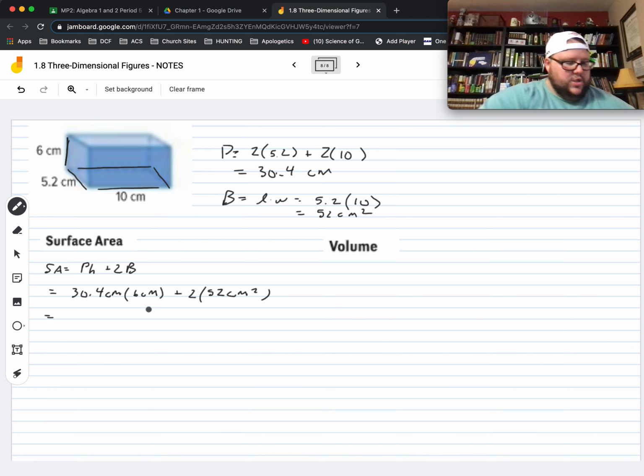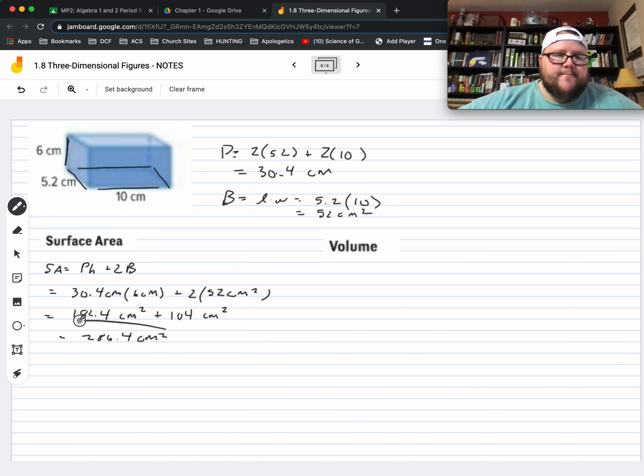So now we can do this. So 30.4 times 6 is 182.4. And notice centimeters times centimeters gives me centimeters squared, plus 2 times 52 is 104. And notice our units are already centimeters squared. And since both are centimeters squared, I can put them together. So I get 286.4 centimeters squared. And that is our surface area.